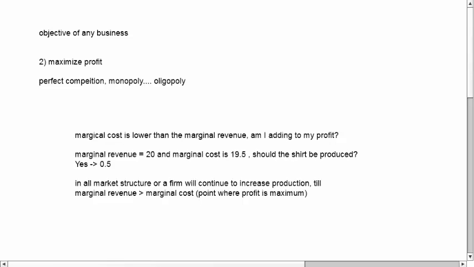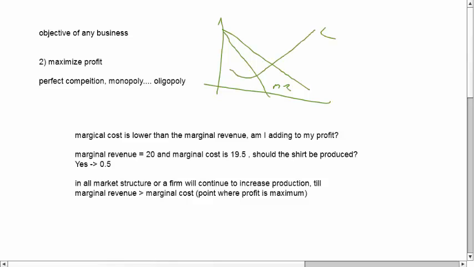If I produced more than this, what will happen? Marginal revenue, remember, keeps sloping down. Remember the curves that we drew. This was the demand curve, this was the marginal revenue curve. Marginal revenue can even go negative. And the marginal cost keeps going up. This is where we should stop production.